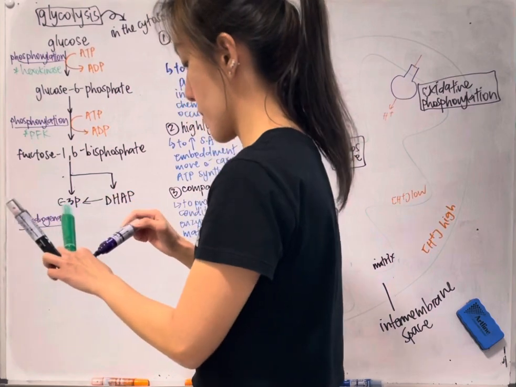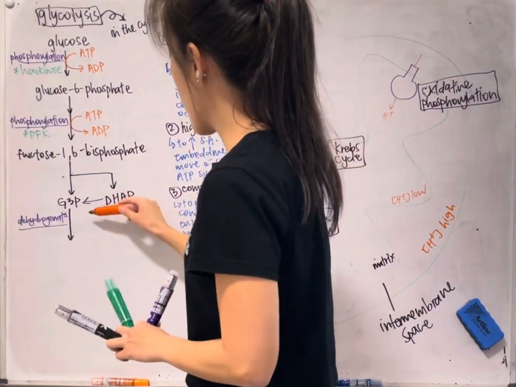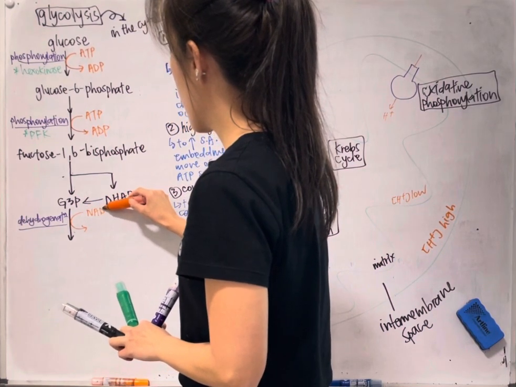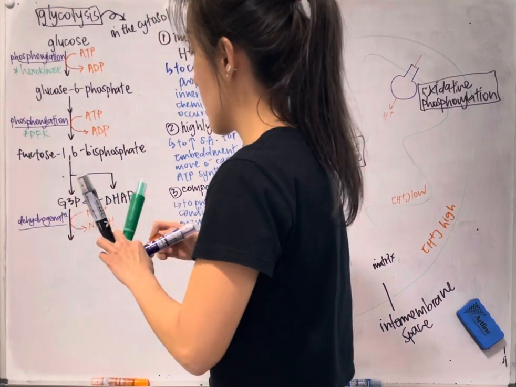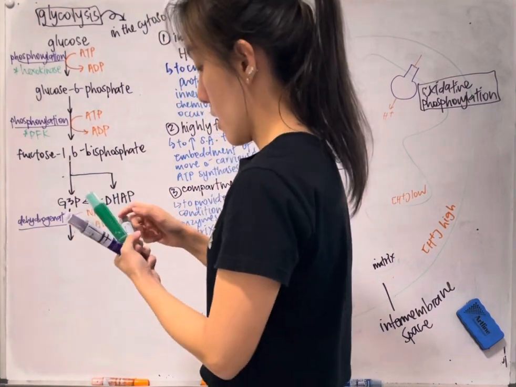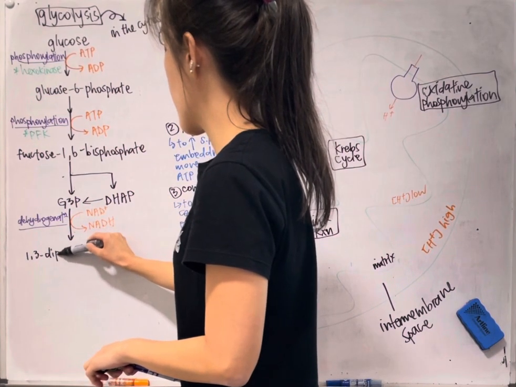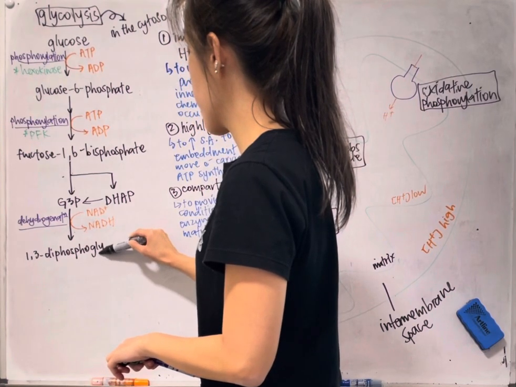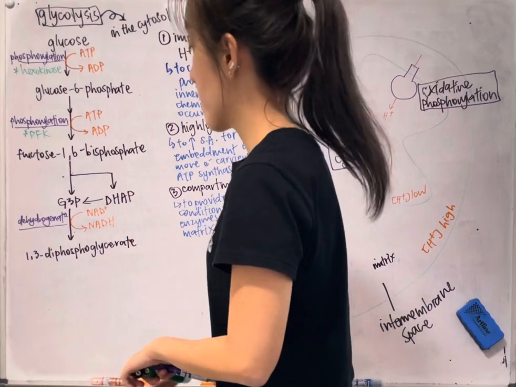Dehydrogenation is a step where you are not expected to know the enzyme. But it is a step where your NAD plus will help to further oxidize the glucose. So it will become 1,3-diphosphoglycerate. Between the fructose and the G3P, the splitting is lysis.